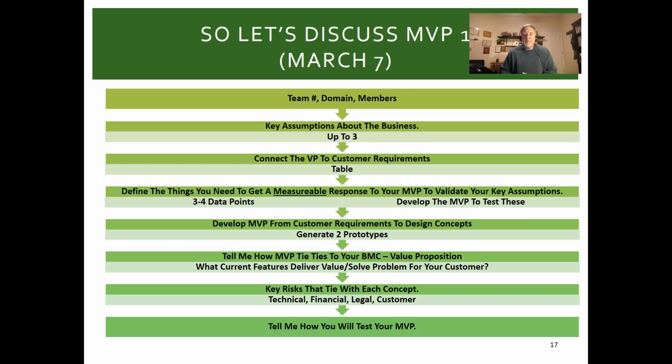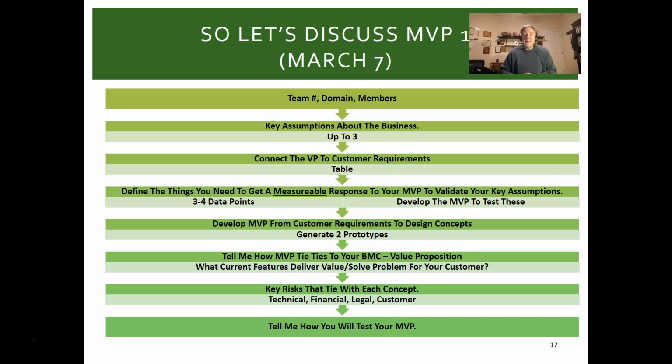This is the flow for MVP1, the first MVP presentation, which is coming up in a few weeks. Can you believe it? The quarter's going to be over before you know it. So the flow is you're going to have key assumptions to the business. You're going to connect the value proposition to the customer requirements. So you're going to have a table. You're going to define things that you want to get a measurable response to validate your MVP. So a few data points and developing the MVP to test these.